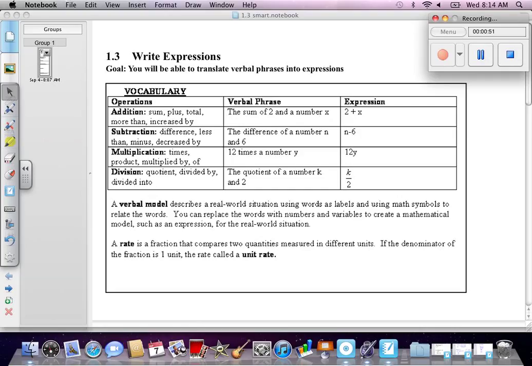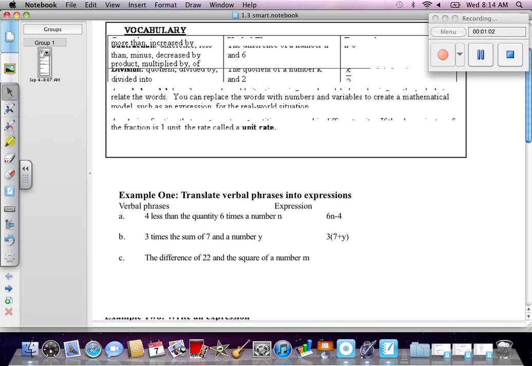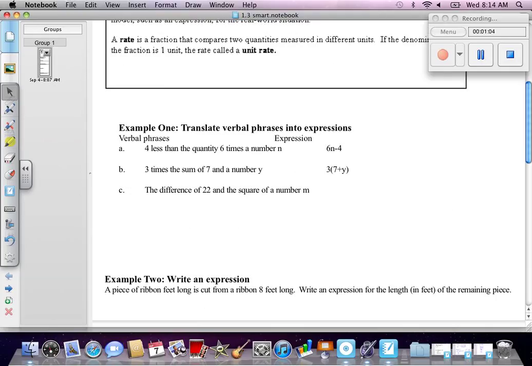Okay? Rate is a fraction that compares two things. If the denominator of the fraction is 1, it's considered a unit rate. So that vocabulary right there at the top is pretty important. It's going to make it easier to do your homework. If you get to section 1.3, which is on page 18, and you don't understand what some of these words mean, look at the top of your notes.